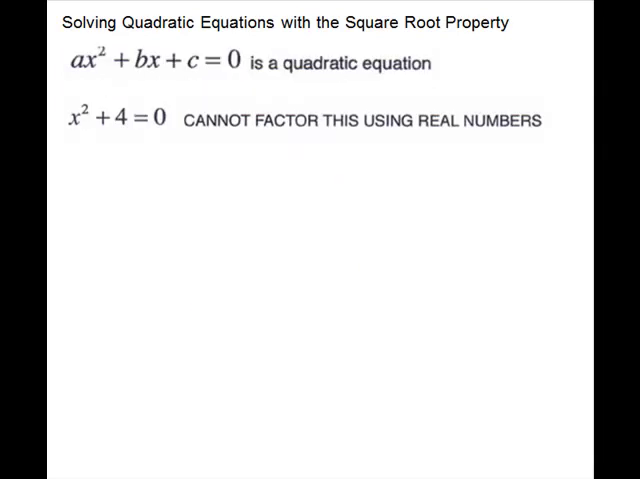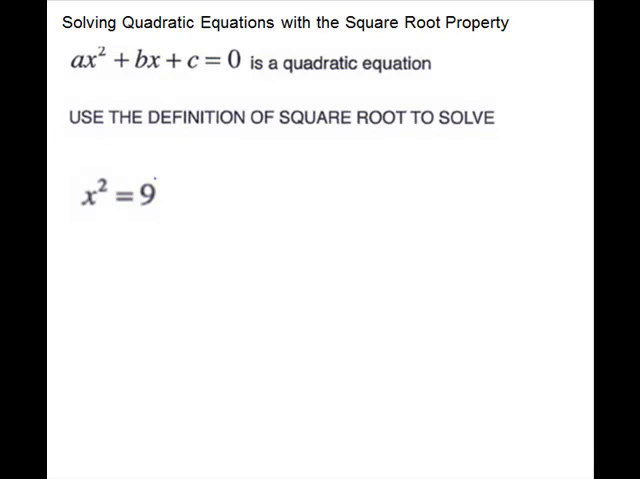Sometimes we will have problems that will not factor, and we need some other techniques to solve these equations. This is an example of one that will not factor. If it was minus, you could do difference of squares, but with plus, you cannot factor it. Let's use the definition of square root to solve the following problem. To undo the square, we will take the square root of both sides.